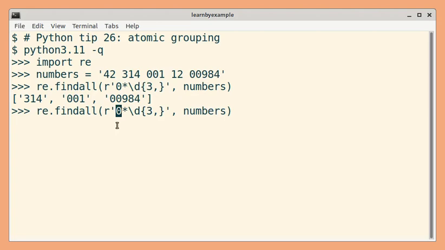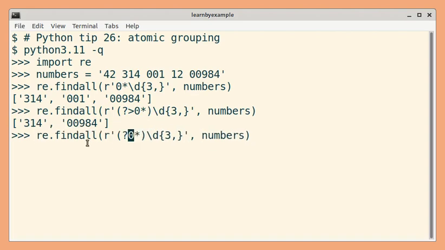In such cases, we can use atomic grouping to protect this greedy quantifier from being influenced by the rest of the regex pattern. So the leading zeros that are matched in this group will not be given up to allow this portion to match. So this is our desired output. For greedy quantifiers, you can also use a possessive quantifier. So this will not backtrack. In such cases, you will get the same output as atomic grouping.